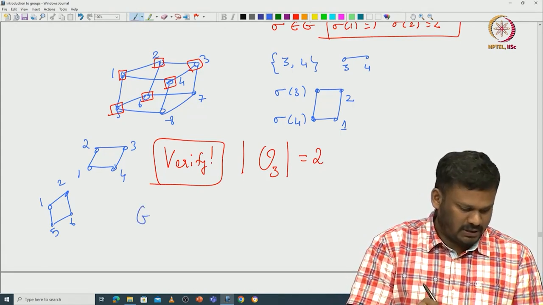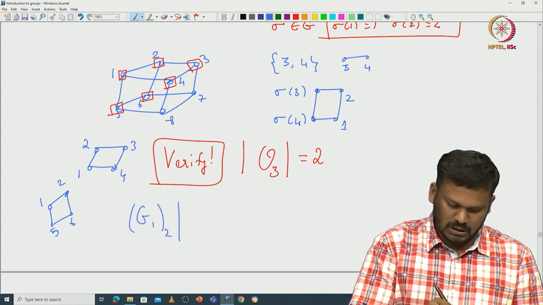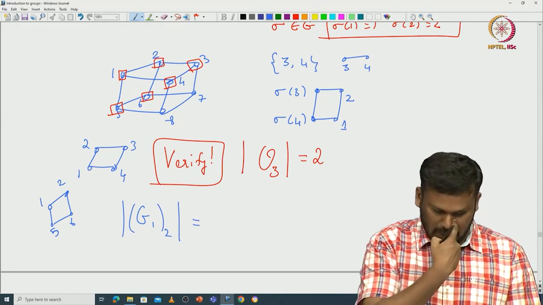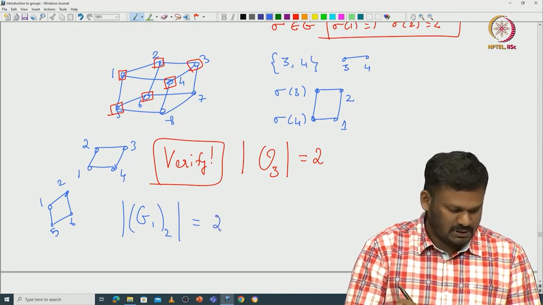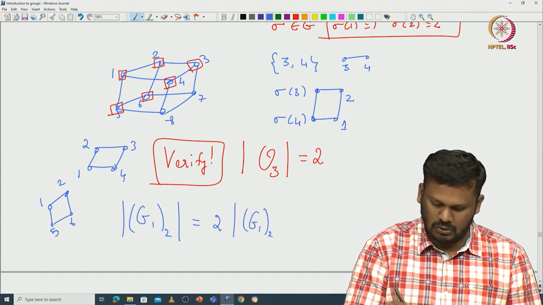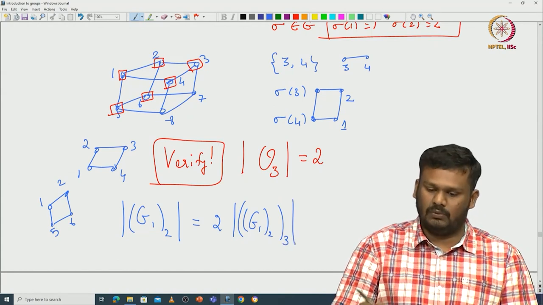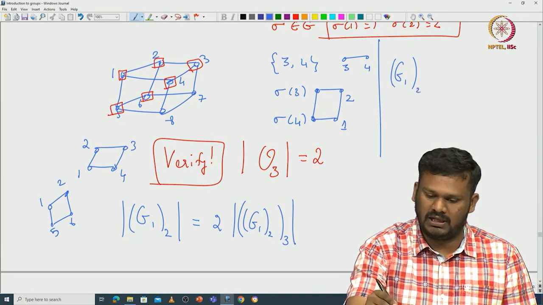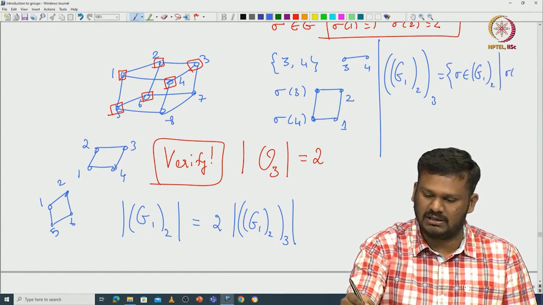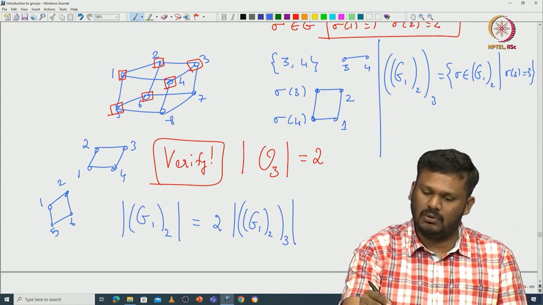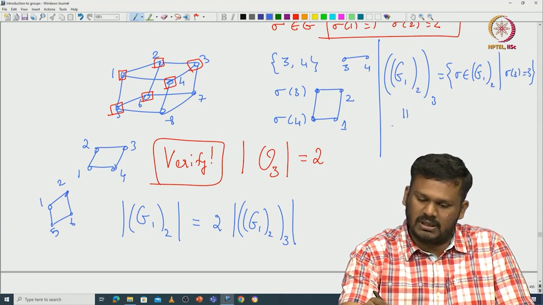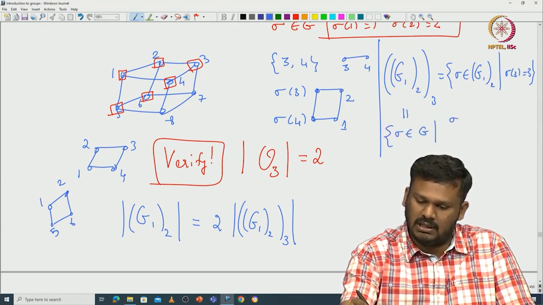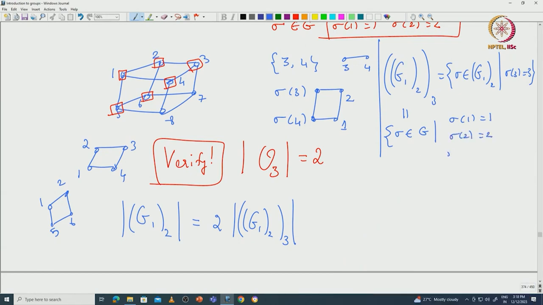the cardinality of this G12 is going to be exactly equal to the cardinality of the orbit, which is 2, times the cardinality of the stabilizer G123. So basically, what is this G123? This is those sigma in G12 that fixes 3. If you rewrite this in terms of elements of G, this is those sigma in G such that sigma of 1 is 1, sigma of 2 is 2 and sigma of 3 is 3. This is those automorphisms of G that fix 1, 2 and 3.